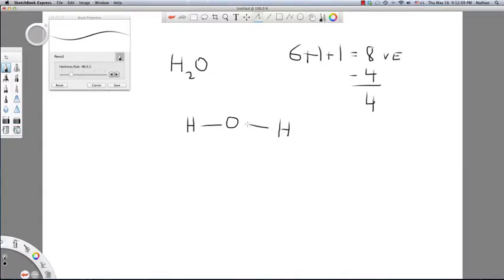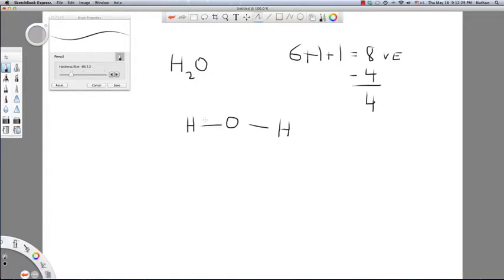Oxygen, however, follows the octet rule, and it wants 8 valence electrons. Right now, how many does it have? It has 2 over here, and it has 2 over here, which brings the total to 4 valence electrons. It needs 4 more. What a coincidence. We have 4 electrons left. That makes it perfect. There are these things called lone pairs.